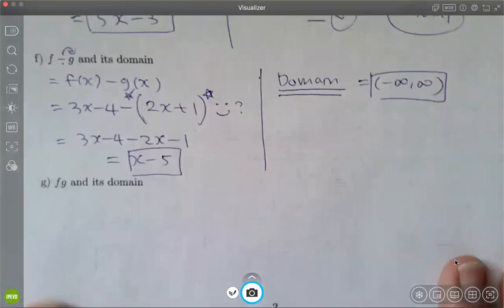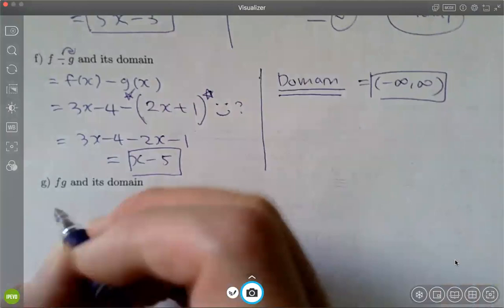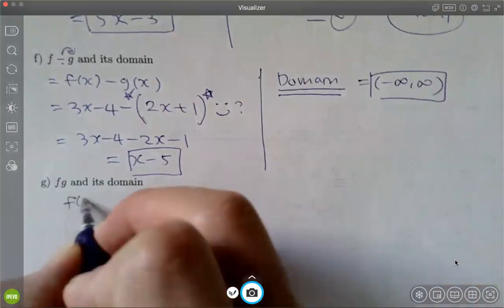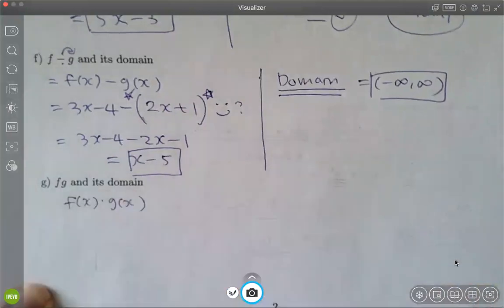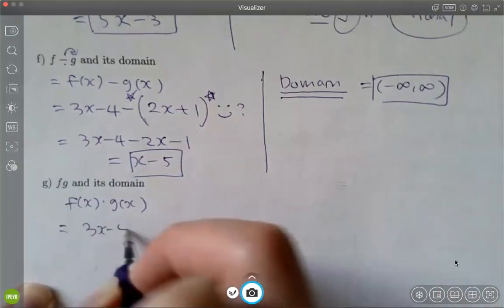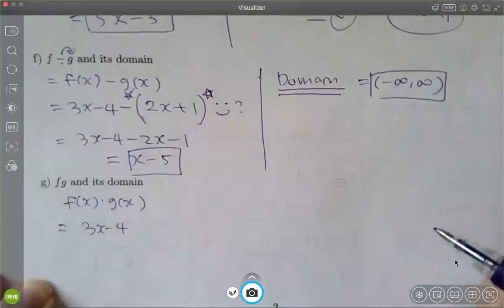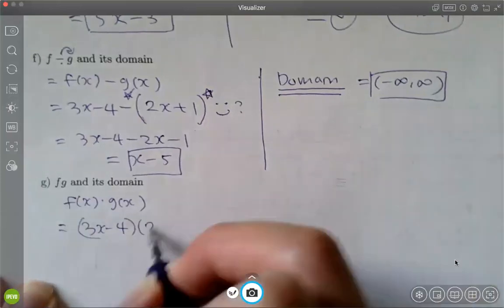And now fg and its domain. Okay, so now fg means what? F of x times g of x, right? Okay, so f of x was what? 3x minus 4. And then what was g? It's 2x plus 1, right?